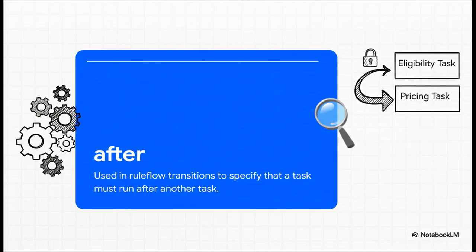This one is all about sequence and making sure things happen in the right order. In a rule flow, you might have multiple steps, while after is how you say, hey, don't you dare start this pricing task until the eligibility check is 100% done. It's a super simple but really powerful way to enforce a logical process.